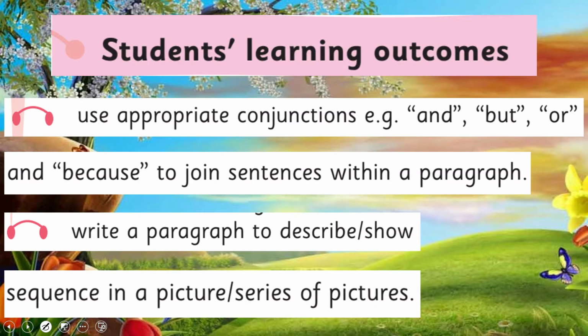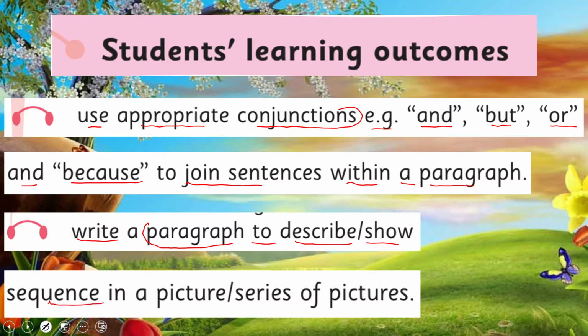Our today's learning outcomes are: use appropriate conjunctions, e.g. and, but, or, and because to join sentences within a paragraph. Write a paragraph to describe or show sequence in a picture or series of pictures.